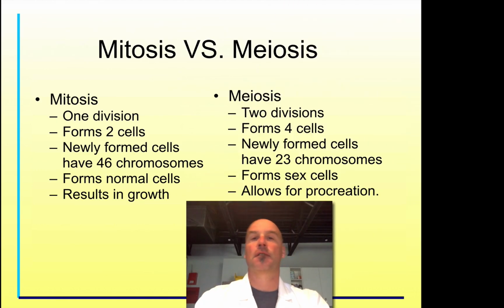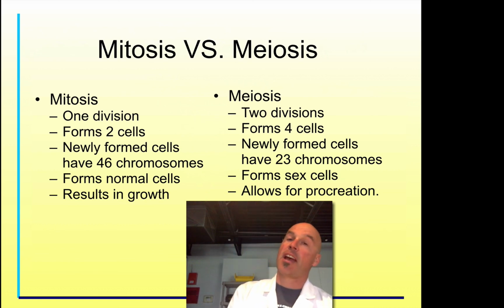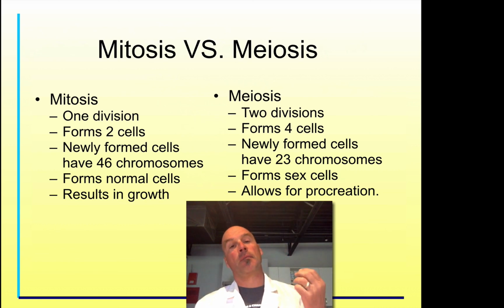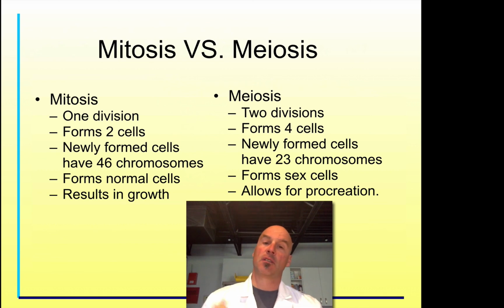All right, mitosis versus meiosis. Again, just to review some of the differences. Mitosis is 1 division, meiosis is 2. Mitosis forms 2 cells, meiosis forms 4. The newly formed cells in mitosis have 46 chromosomes. In meiosis, they have 23. Mitosis forms normal cells, somatic cells. Meiosis only forms sex cells. Mitosis results in growth, and meiosis results in reproduction, procreation.